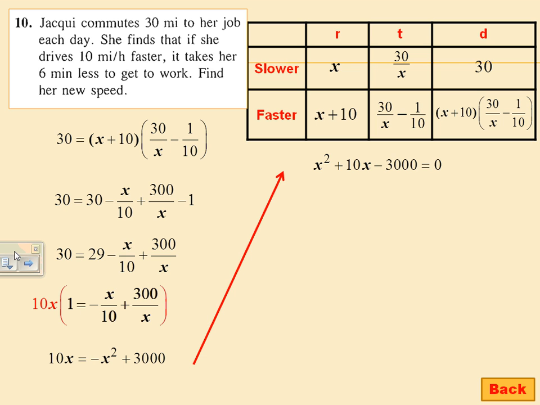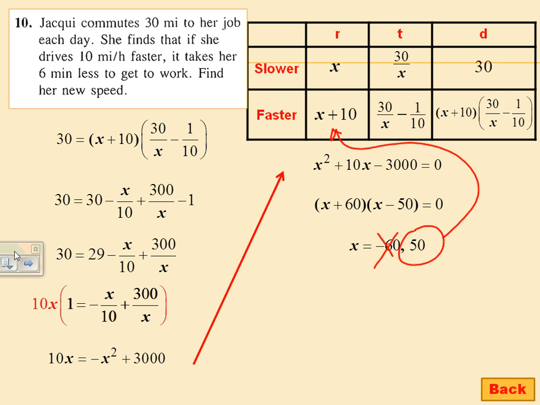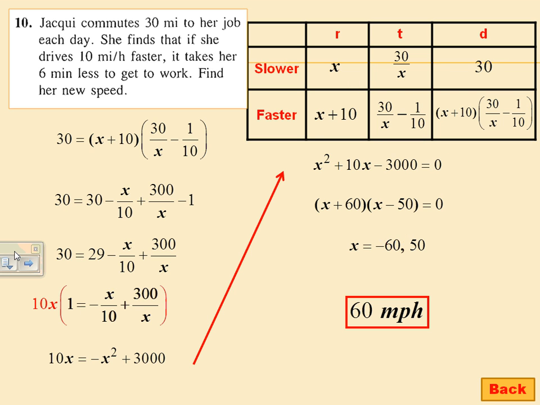From this, what I should remember is I can factor this. This factors out to x plus 60 times x minus 50. So what's my answer for x? Negative 60 and 50. Negative 60 doesn't work, so I get 50 for x. But that's not my answer. If you guys recall, x is her speed at the slower speed. So what's her faster speed? I'm going to plug in 50 into x plus 10. The answer is going to be 60 miles per hour.